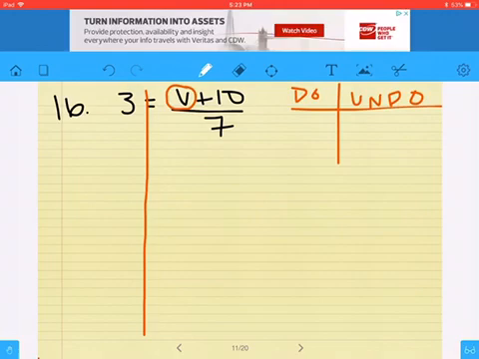I've also been showing you guys a do and undo chart, which means that we are going to go through what's being done to the variable, which is v in this case, so I'll just circle that to make sure that we know what we are looking at. We're going to see what's being done to it first, and then next, and then we're going to undo those in the opposite order. So we can see, just looking at the right side of the equation, that v is being added to 10. So that's what's being done first, adding 10, and the second thing we're doing is dividing by 7. That fraction bar means division.